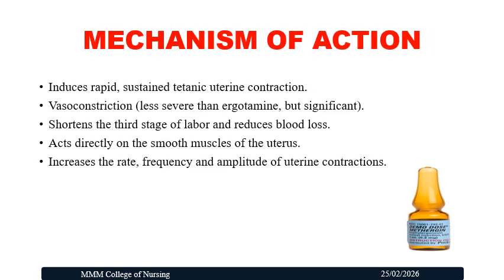Mechanism of action. It induces rapid, sustained tetanic uterine contraction and vasoconstriction, shortens the third stage of labor and reduces the blood loss. It acts directly on the smooth muscles of the uterus. It also increases the rate, frequency and amplitude of uterine contraction.